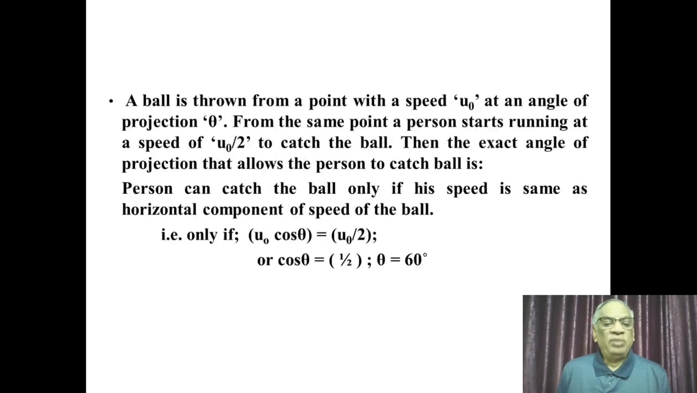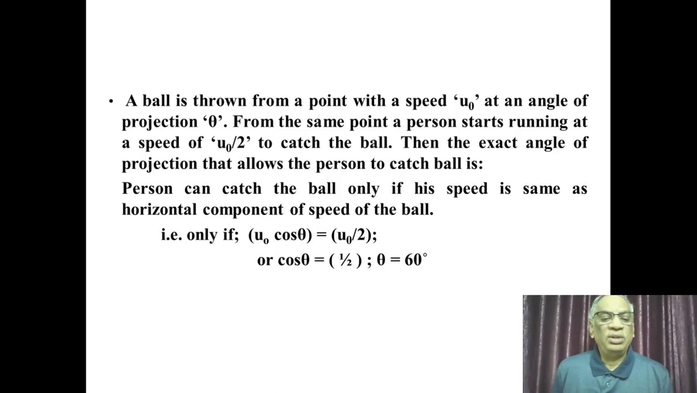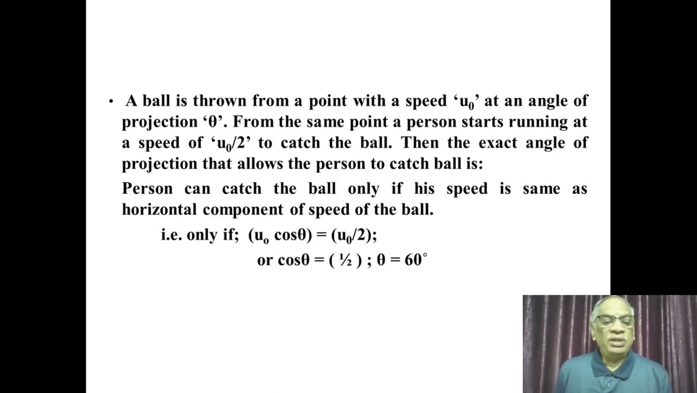Now a ball is thrown from a point with speed u naught at an angle of projection theta. From the same point, a person is running to catch the ball at a speed of half the velocity, that is u naught by 2, to reach the ball. Then what is the angle of projection that allows the person to catch the ball?